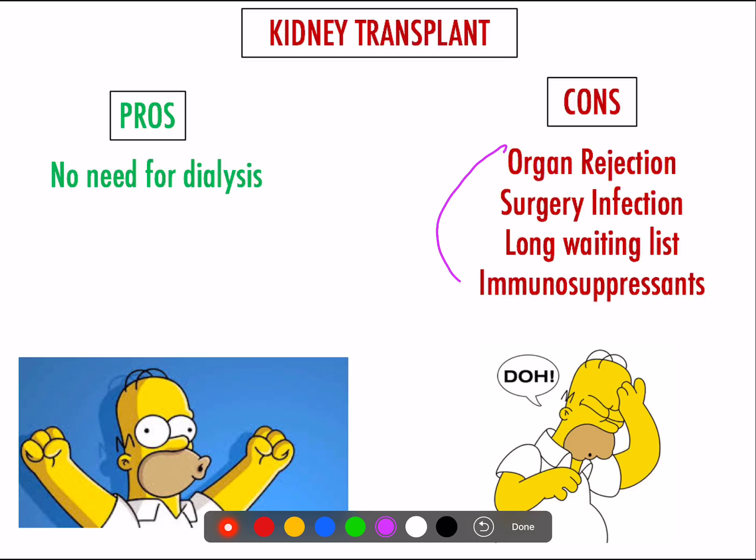So white blood cells, since they're going to be lower, pathogens can come and infect you. So you could have other infections instead.